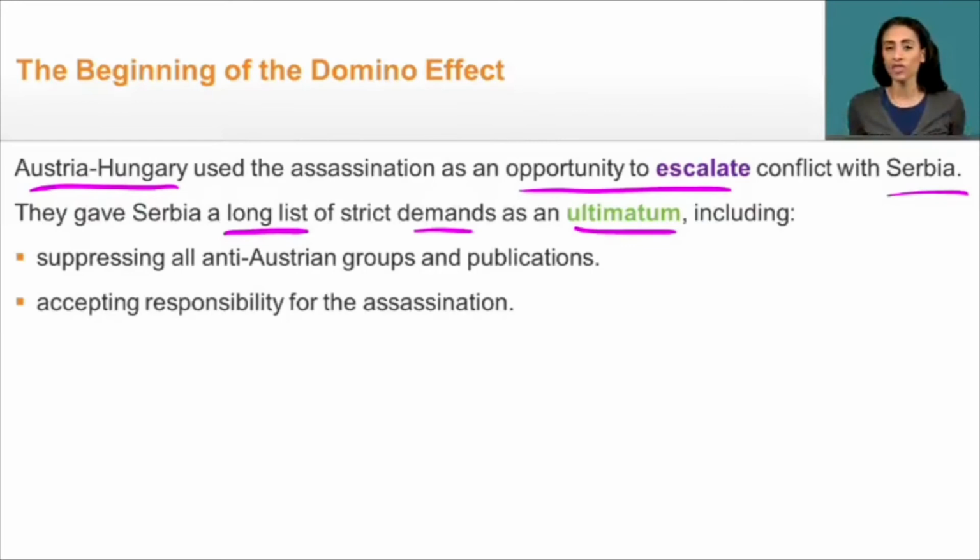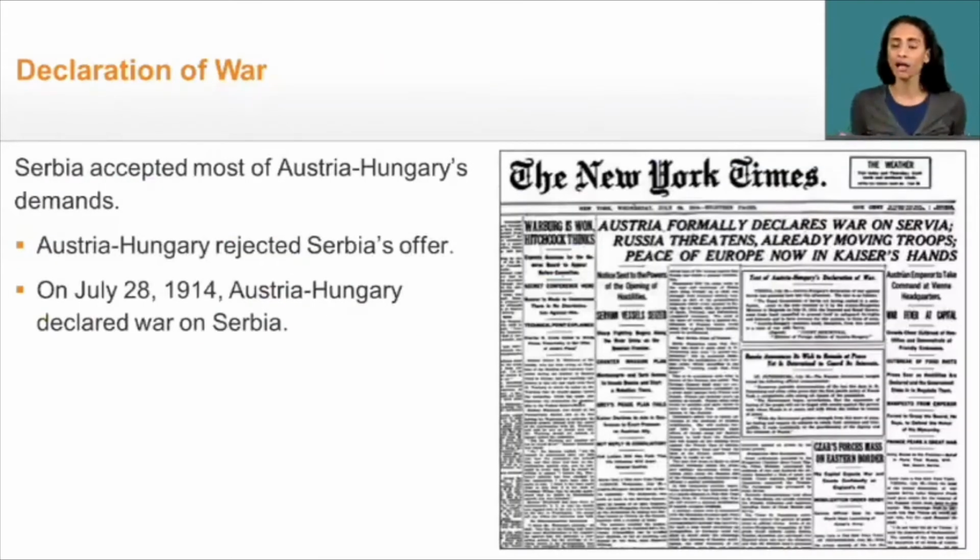Some of the things on this list included suppressing any anti-Austrian groups and publications within Serbia, and accepting responsibility for the assassination. So let's see what Serbia does in response. Serbia actually decides to accept most of Austria-Hungary's demands. However, Austria-Hungary is basically looking for an opportunity to engage Serbia in a conflict because it's feeling threatened by these nationalistic movements within the Balkans.